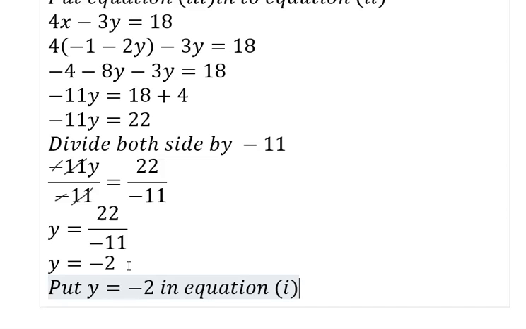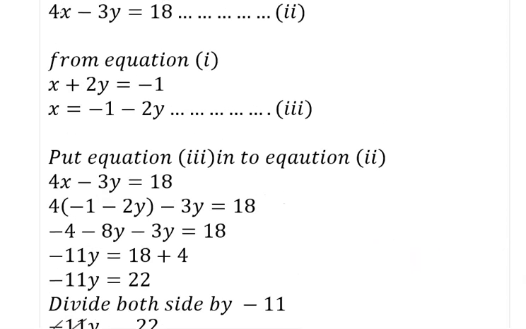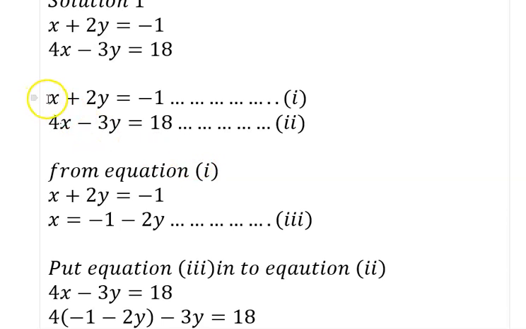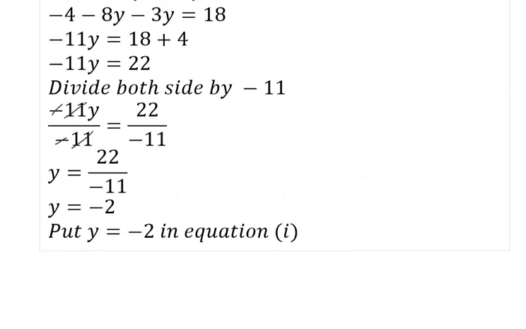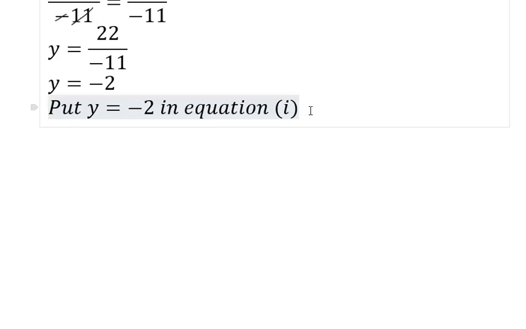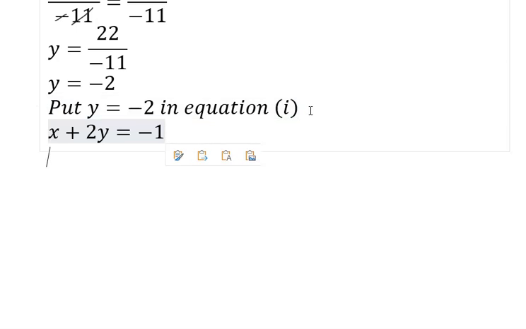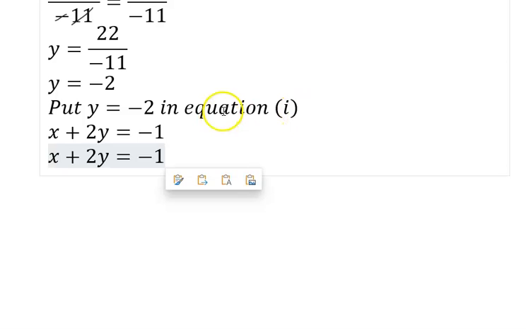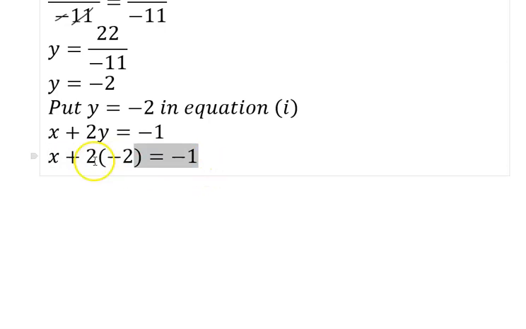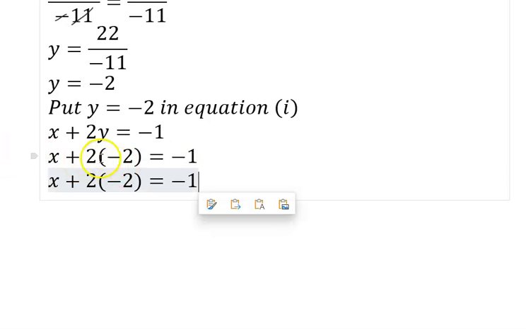Awesome. So let's put y equals minus 2 in equation 1. So let's bring our equation 1. This is our equation 1. So anywhere we see y, we put minus 2. So we have y here, let's put minus 2. Awesome. So that we can get the value of our x. So now let's multiply this. 2 times minus 2 gives us what? Minus 4.